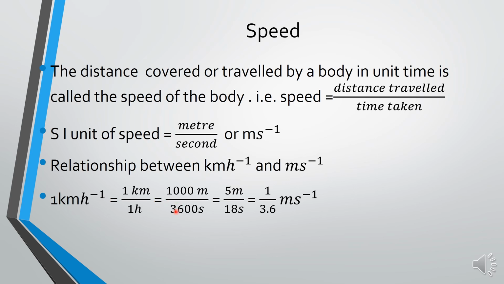That is 1000 meter divided by 3600 seconds, because in 1 kilometer 1000 meters are there and in 1 hour 3600 seconds are there: 60 multiplied by 60, because 1 hour equals 60 minutes and 1 minute equals 60 seconds. When we solve this, we get the value 1 upon 3.6 meter per second. So what is the relationship? Hence we can say 3.6 kilometer per hour equals 1 meter per second. By using this relationship, we can change kilometer per hour into meter per second and meter per second into kilometer per hour. Right children?